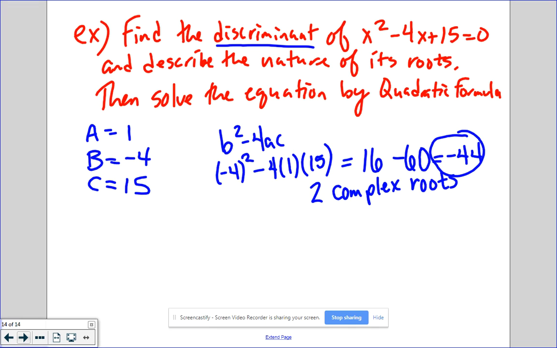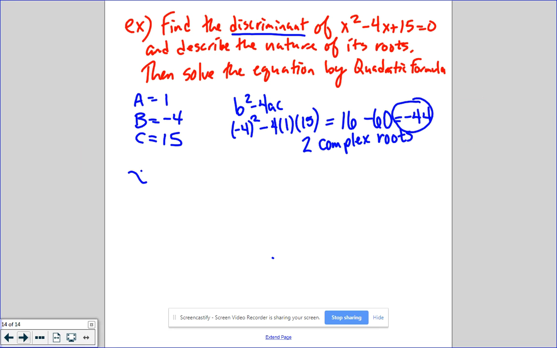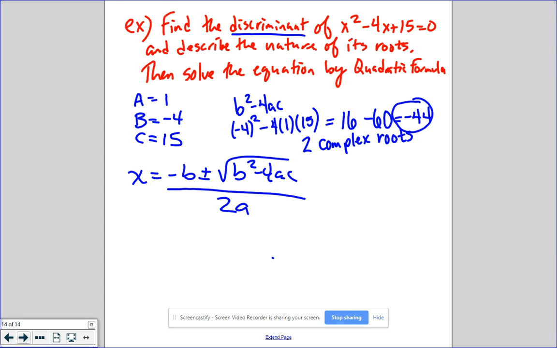The nice thing about this now, though, is we've already done b squared minus 4ac. Have we not? Yeah. So, all I got to do now is plug in the rest and work from there. So, opposite of b, that's +4, plus and minus, the square root of, well, we already said b squared minus 4ac was negative 44, right? Yep.